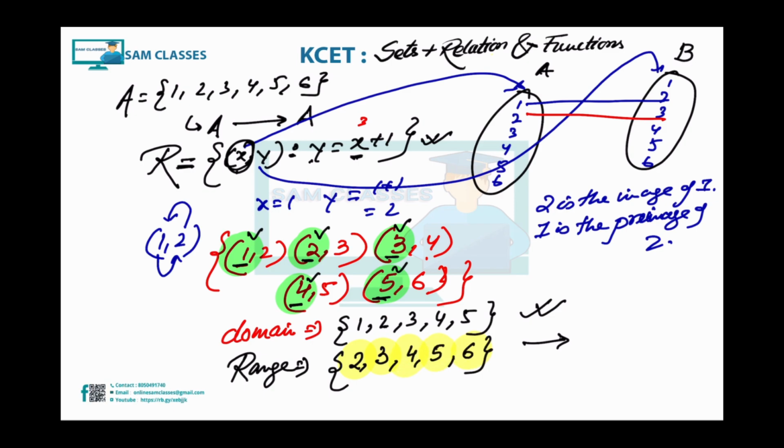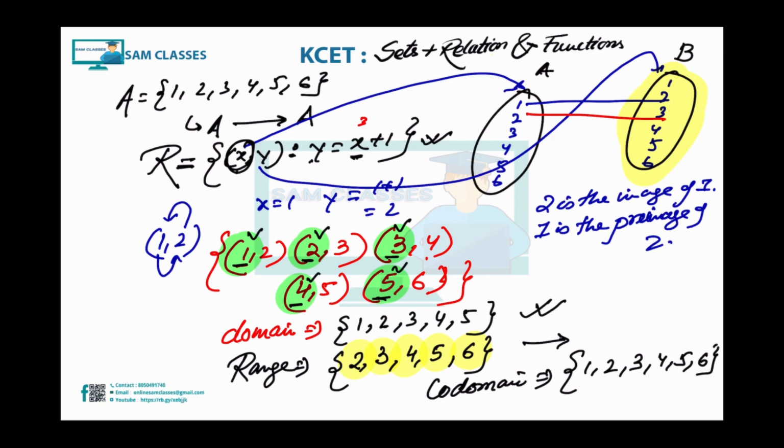Now, here comes the next question. Then, sir, what is the codomain? Okay, codomain is nothing but the entire B set. Whether it is participating or not, the entire B set is known as the codomain. So codomain is nothing but the entire B set, that is equal to 1, 2, 3, 5, 6. So everybody is now familiar with this.